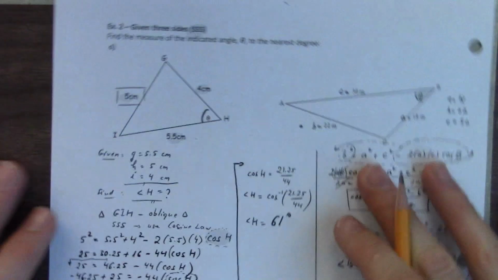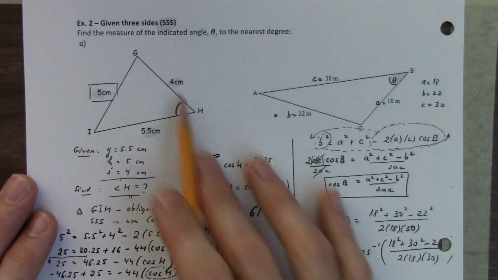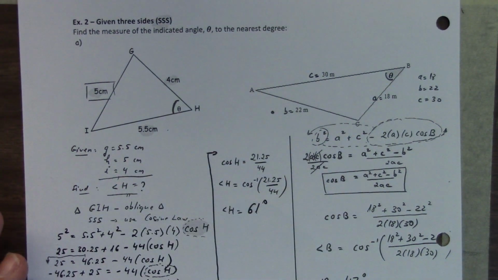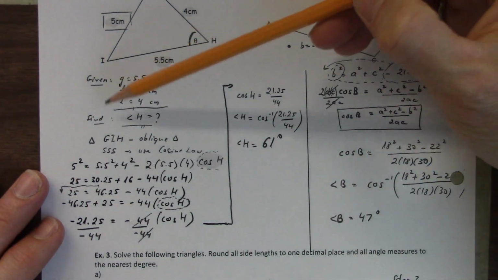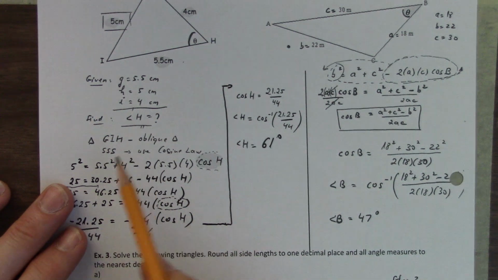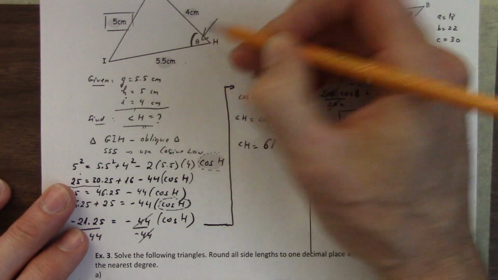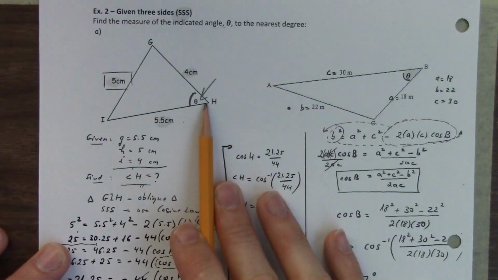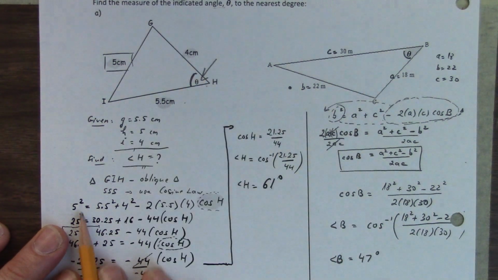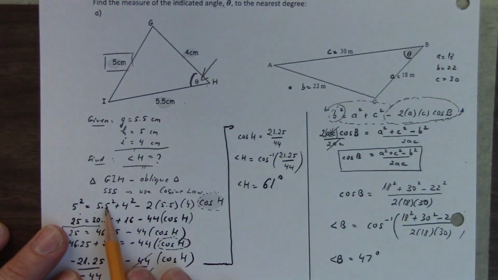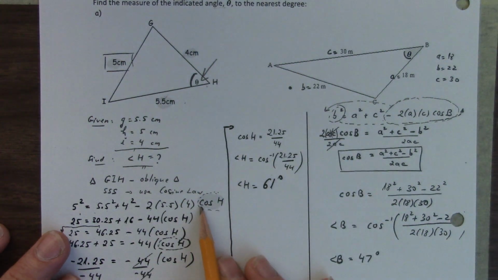Okay, next one. This time, we're given three sides, so now we have to figure out the angle. We can't use sine law because we don't have any completed ratios. We have to use cosine law. So, cosine law here. We're going to plug in all our known values and solve for the indicated angle. It wants h, so we use the cosine law that lines up with h. So you're going to say h squared, which is 5 squared, is equal to the other two values squared, 5.5 squared plus 4 squared, minus 2 times the other two values, times 4, all times cos h.